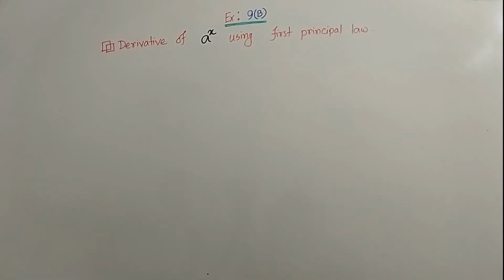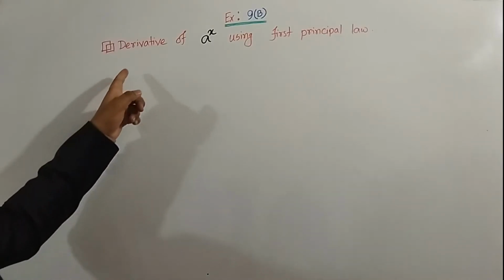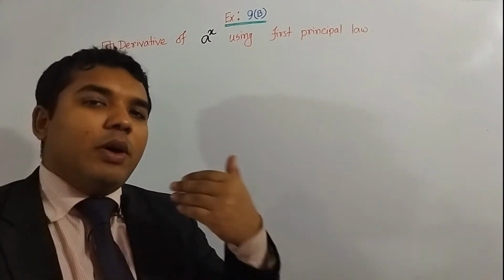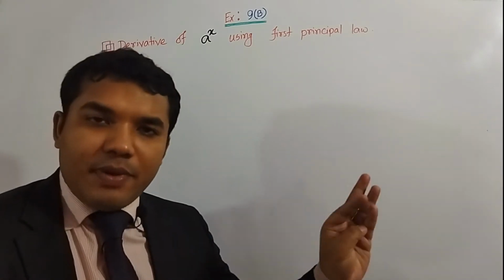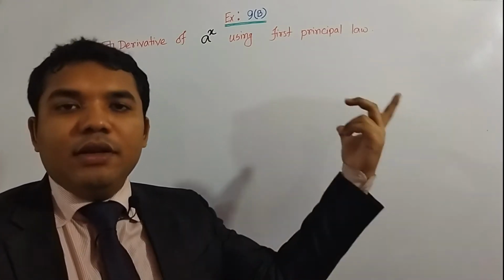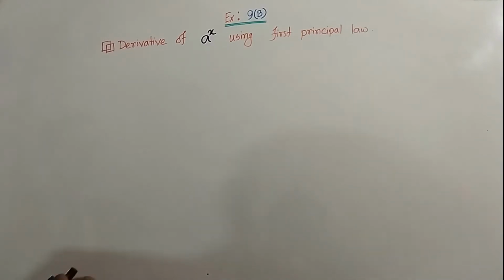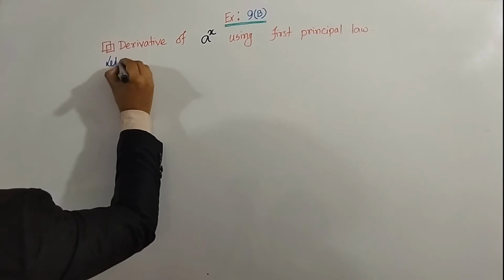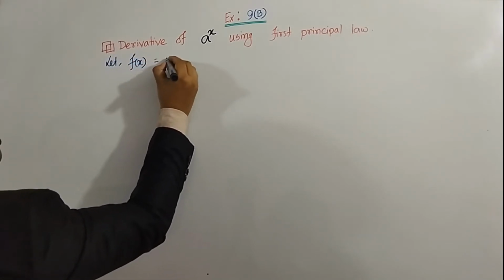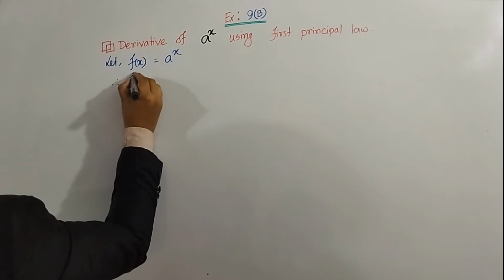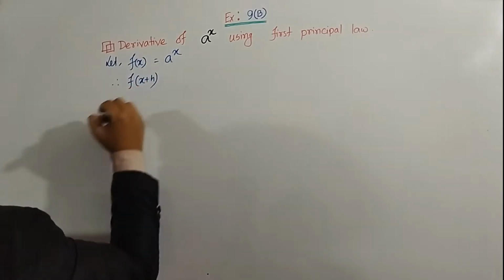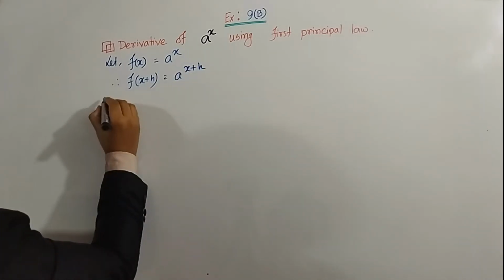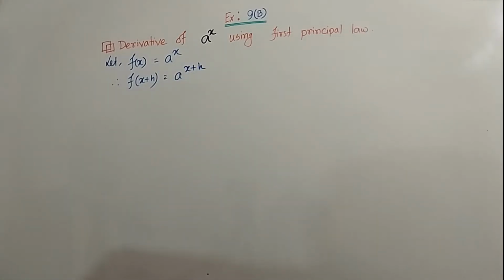So dear students, our next problem is the derivative of a to the power x using the first principle law. What we have to do? You have already known f of x plus h, the first principle rule, then we go through the usual procedure. Here let us assume that f of x equals a to the power x. So what will be f of x plus h? x should be changed to x plus h.